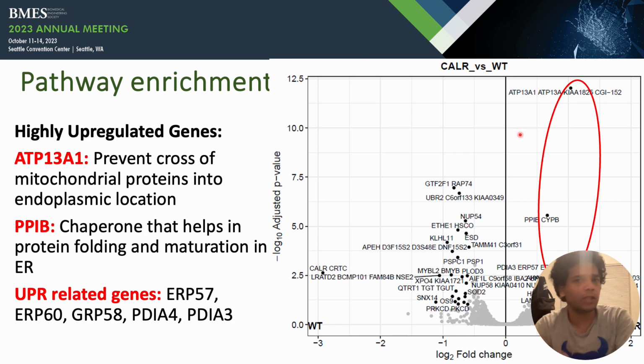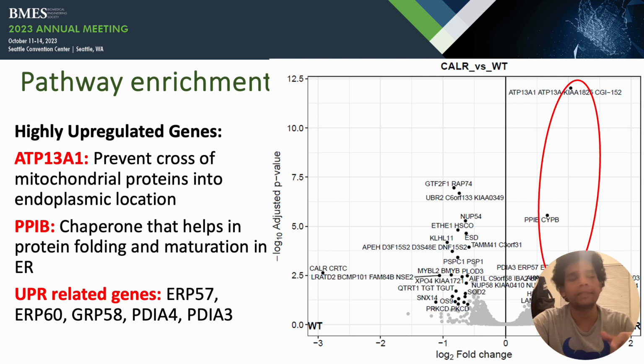When we did the same thing for the upregulated proteins, we found out that there is upregulation of the chaperones, and this could be because it tries to compensate the loss or the absence of calreticulin in these cell lines. And simultaneously we also find that there is an upregulation of the protein ATP13A1, and this protein plays a role in preventing the cross contamination of the mitochondrial proteins into the endoplasmic reticulum. And another important thing that we found out is that there are many UPR related genes that are upregulated. So this could be the indication that there is a UPR response in this kind of knockout.